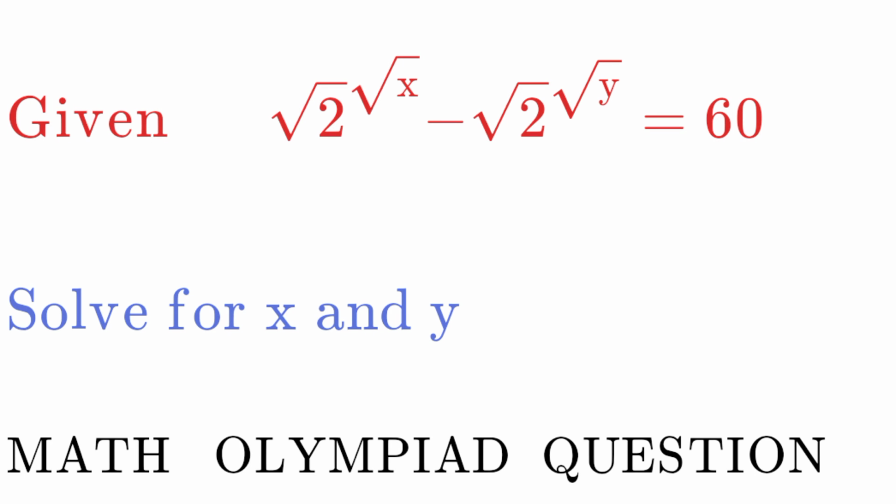In today's session, we want to solve this exponential equation. It's a math Olympiad question from China. Root 2 raised to the power root x minus root 2 raised to the power root y is equal to 60. Solve for the values of x and y.